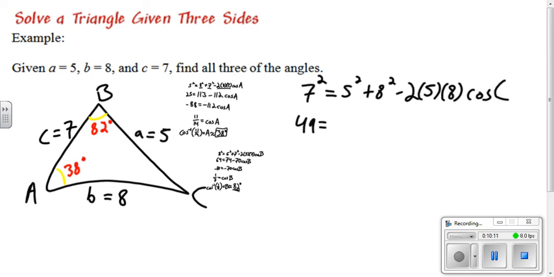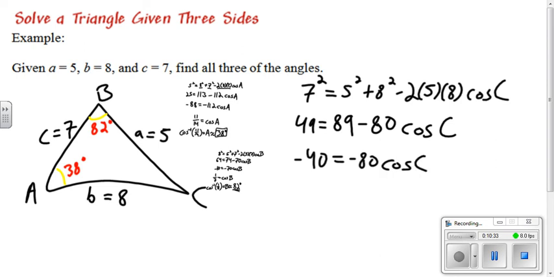7 squared is 49. 5 squared plus 8 squared is going to come out to 89. 2 times 5 times 8 is 80, and cosine of c still. We have to subtract 89 from both sides, so we get negative 40 equals negative 80 times the cosine of c. Divide both sides by negative 80, and we are left with 1/2 equals the cosine of c. And we have to take the arc cosine of 1/2 to get c.